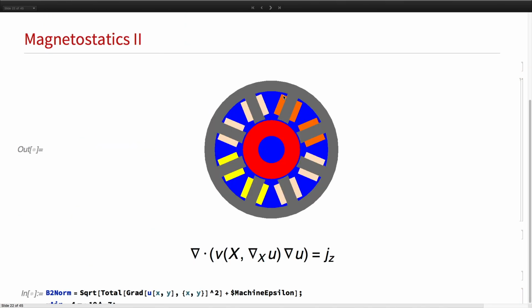So this is the actual device I want to model. In gray, we see the stator. In red is the rotor, and in blue is air. And the orange, white, and yellow are the coils around the fingers. That's the equation we're going to use.